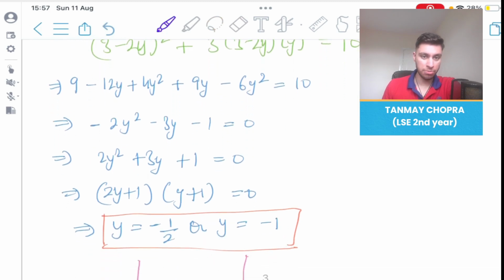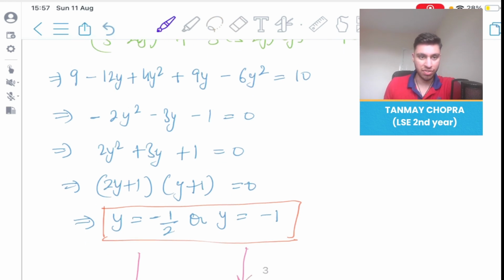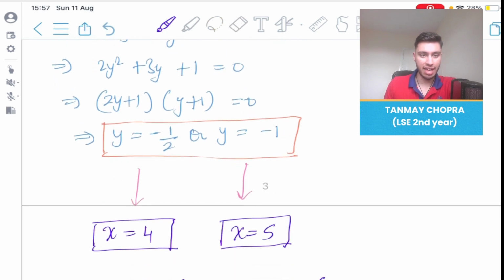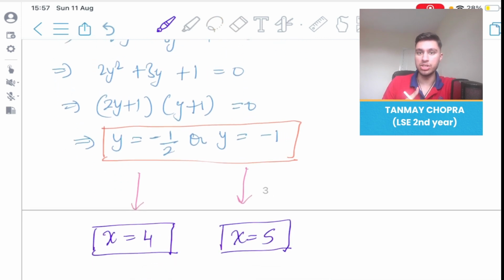And for y, you get two options: y equals negative a half or y equals negative 1. With each y value, there will be an associated x value. So if I plug y equals negative a half back in, I will receive x equals 4. If I put y equals negative 1 back in, I'll receive x equals 5.